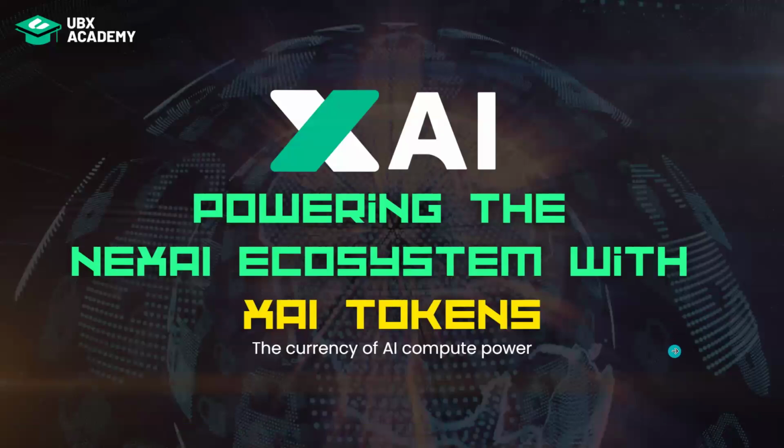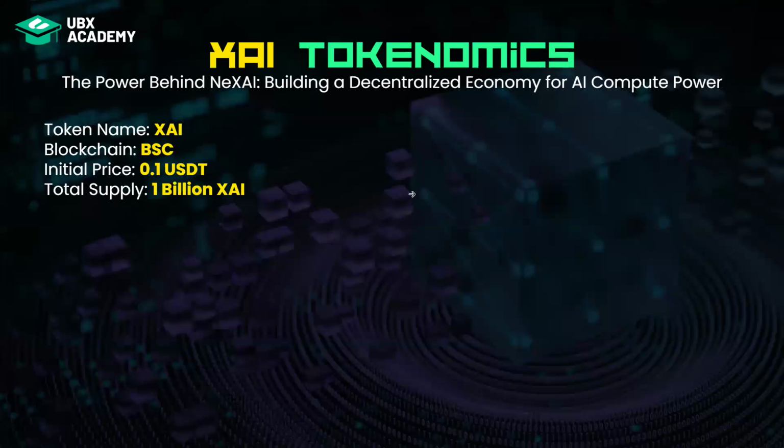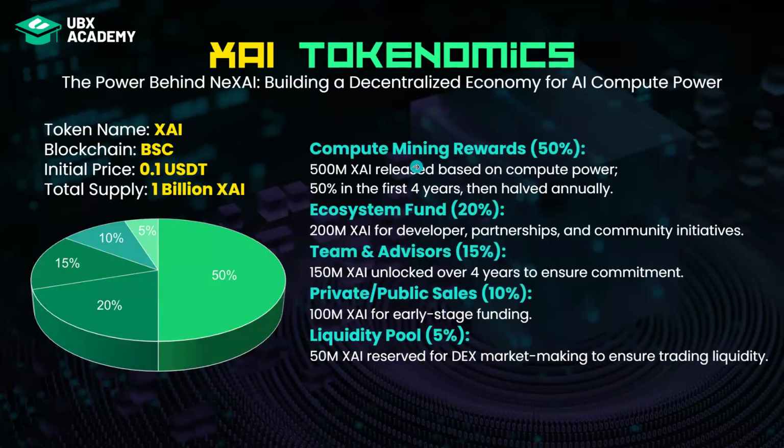So, powering the NeXAI ecosystem with the NeXAI token. Now we come to tokenomics. The token's name is XAI and it is currently on the BSC chain, Binance Smart Chain. Initial price is 0.1 USDT and total supply will be 1 billion XAI. So let's take a look. Compute mining rewards.